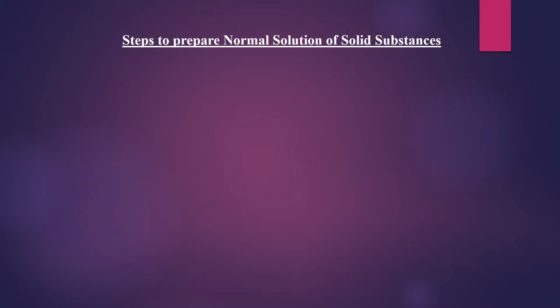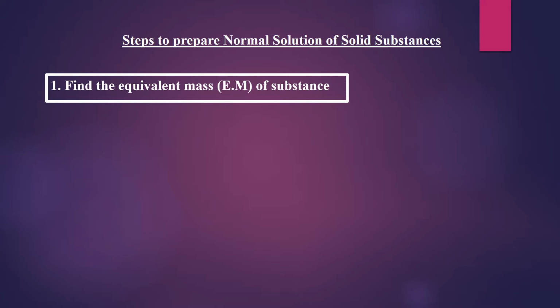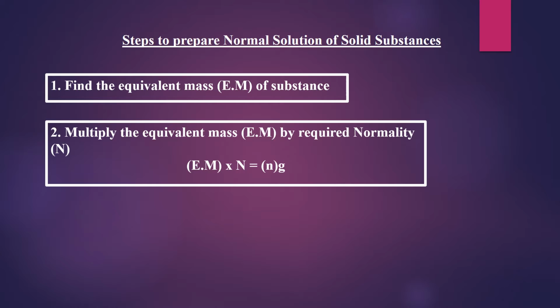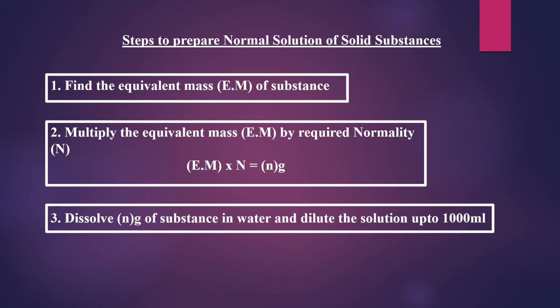Step 1. Find the equivalent mass of substance. Step 2. Multiply the equivalent mass by required normality. Step 3. Take the coming mass of substance, dissolve it in water, and dilute the solution up to 1000 milliliters. This will be normal solution of a substance which is in solid form.